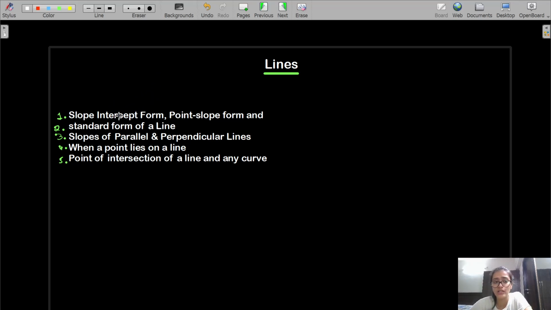You should know about these three forms, although the most commonly asked form of a line is the slope intercept form, but you should know about these three forms of a line. Then we will learn about slopes of parallel and perpendicular lines. Then what happens when a point lies on a line? What is the meaning of that? And then finally, point of intersection of a line and any curve. So what happens when you have a straight line and it intersects with a curve?